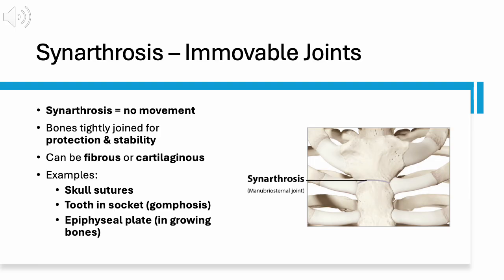For example, the cranial sutures fuse the bones of the skull to form a protective case for the brain. The gomphosis holds the tooth root firmly in place in the jawbone. Even the growth plate in a child's long bones acts as a temporary, non-movable joint until it ossifies and the bone stops growing. The key function of synarthroses is strength through immobility.